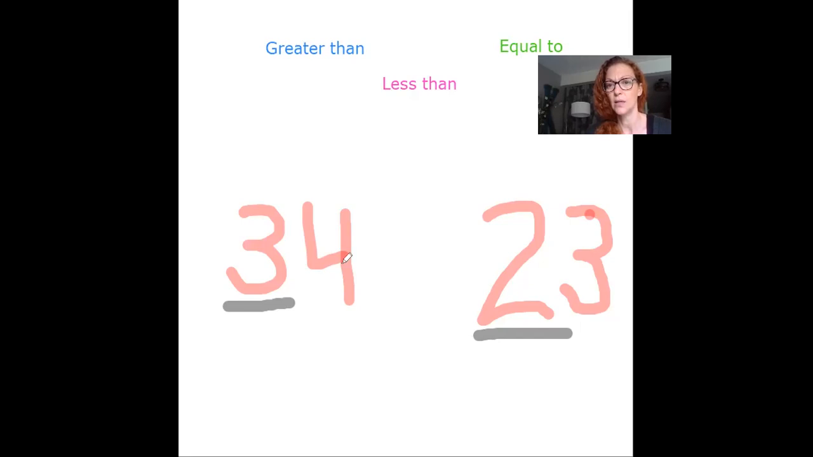So that means 34 is greater than 23 because there's more, right? There's 3 tens in this one, and there's only 2 tens in this one. So that means we're going to use these words, greater than. So how would you read that? 34 is greater than 23. Absolutely. We're going to put that back.